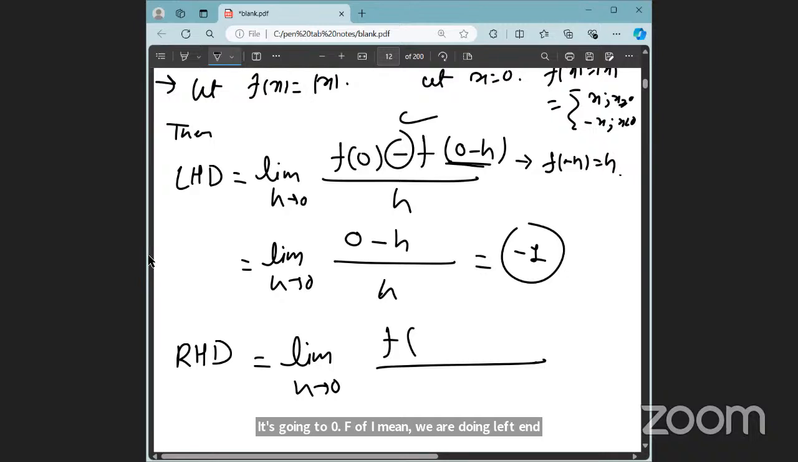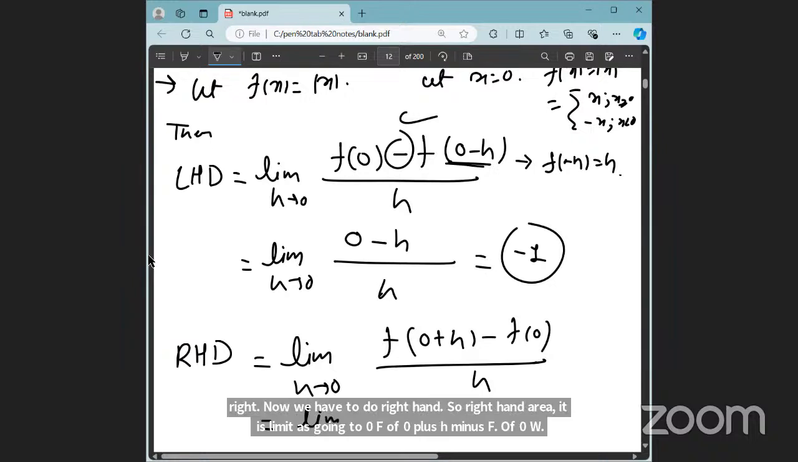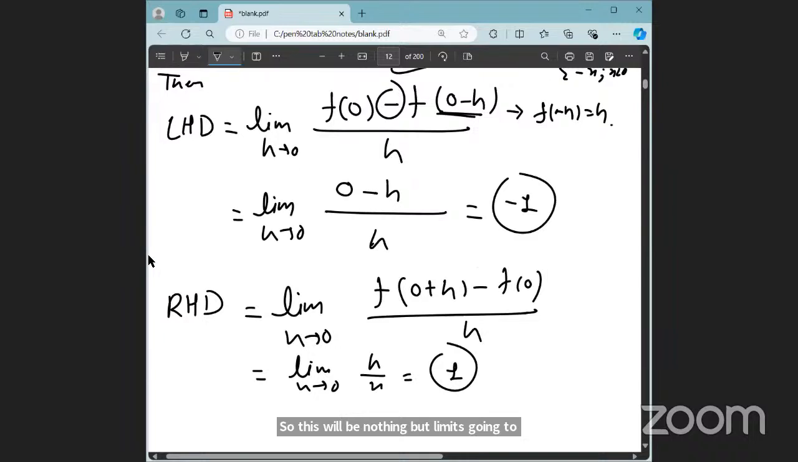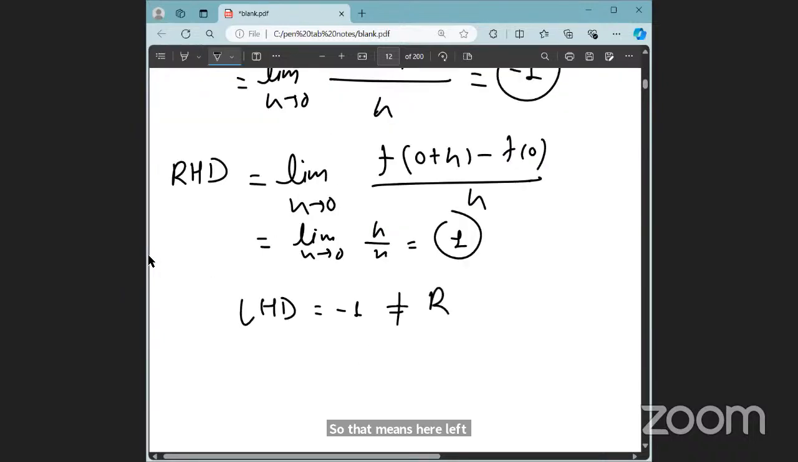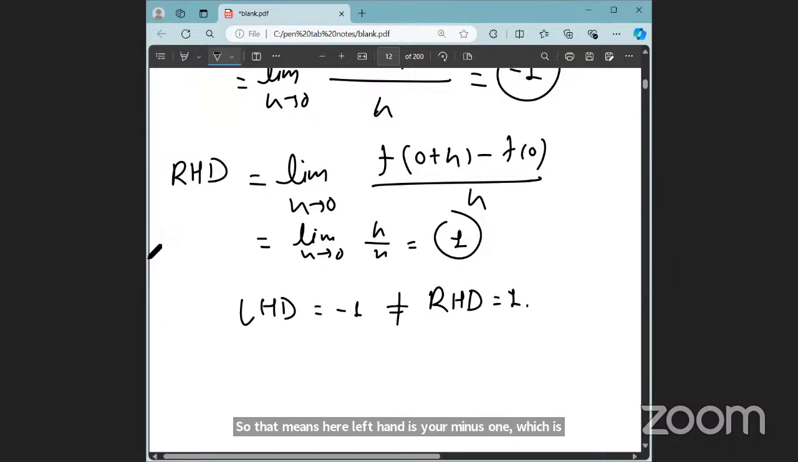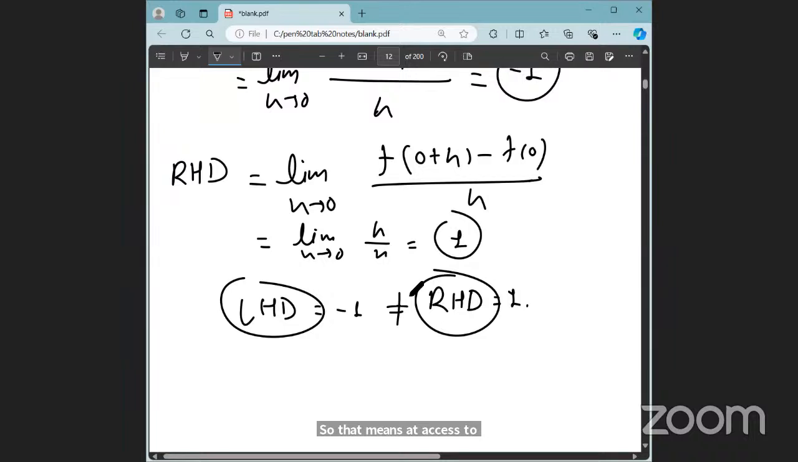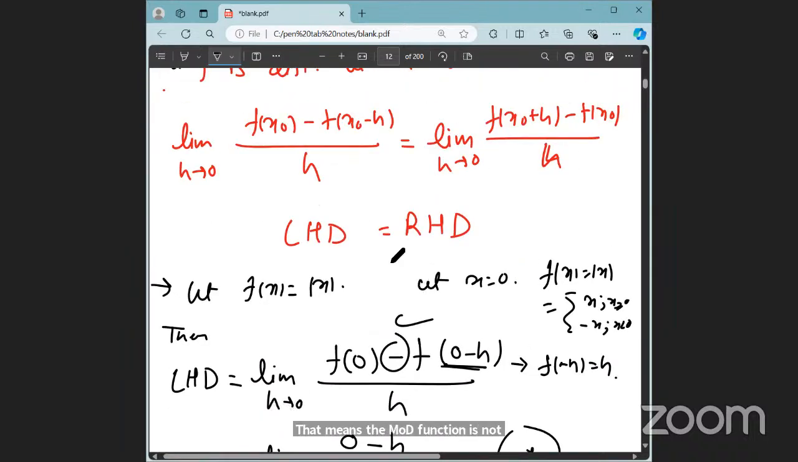Now we have to do the right-hand derivative. The right-hand derivative is limit h going to 0 of f of 0 plus h minus f of 0, by h. This is limit h going to 0 of h by h, so it comes out to be 1. So the left-hand derivative is minus 1, which is not equal to the right-hand derivative, which is 1. So at x equal to 0, differentiability is not there. That means the mod function is not differentiable at x equal to 0.